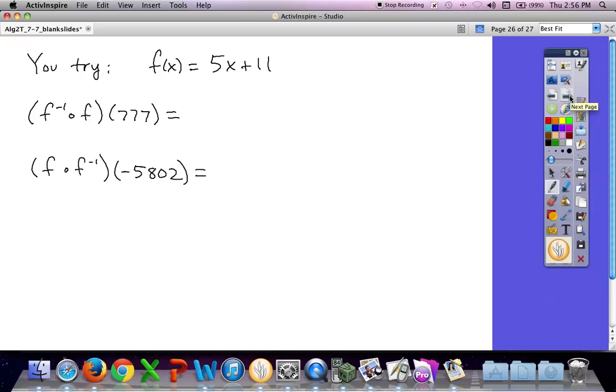So what about this one? First, before you say anything, what kind of function is that? It's linear, right? So you can be sure that it's a function and so is its inverse. So then apply the property. f minus 1 of f equals 777. And f of f minus 1, negative. Yeah.